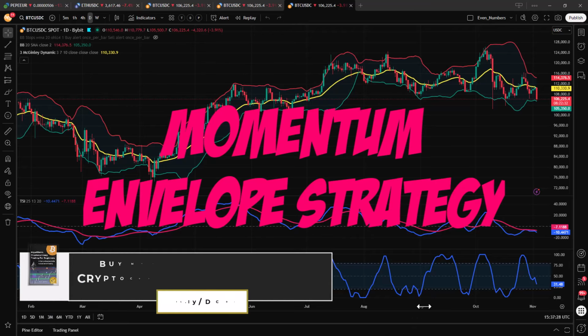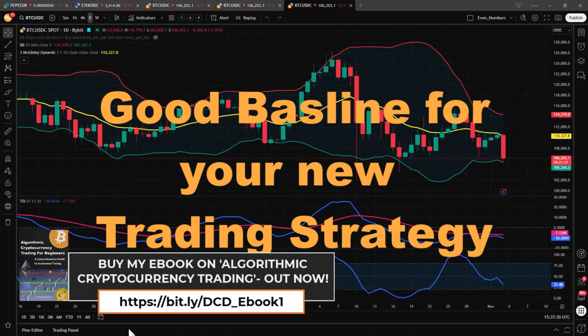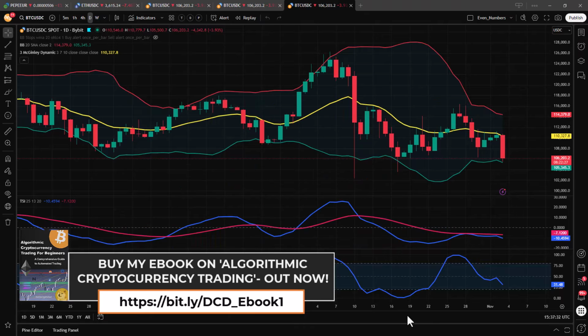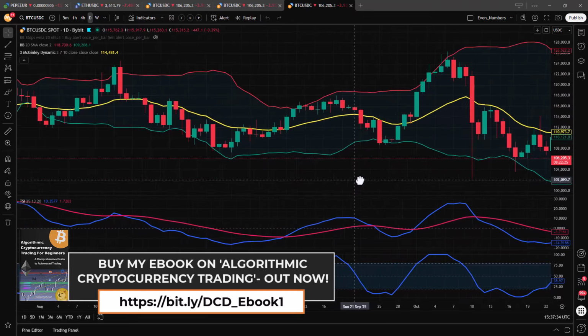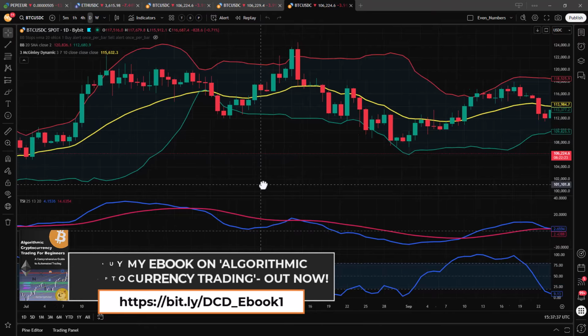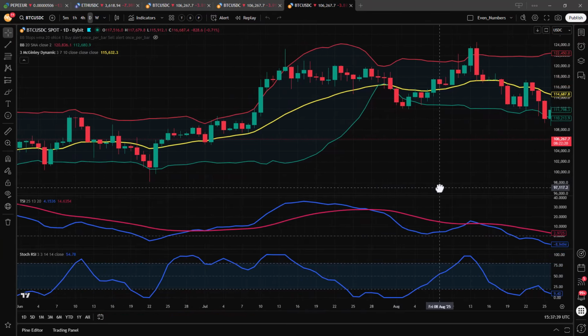This momentum envelope strategy could be the best starting point for you to create your new trading strategy on. It is a super simple trading strategy that is meant to catch high momentum trades and exits when the momentum fades away.